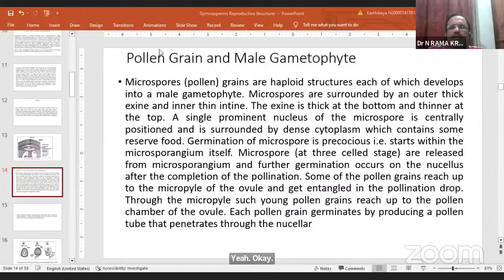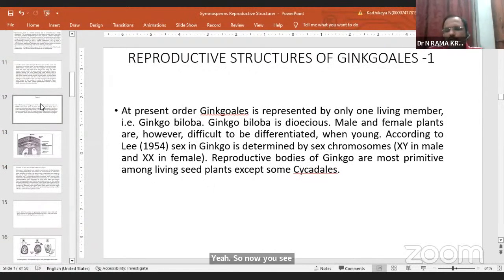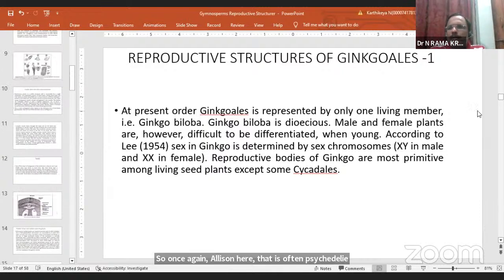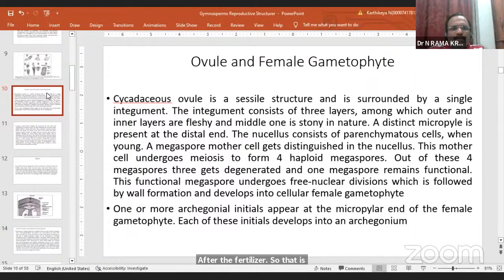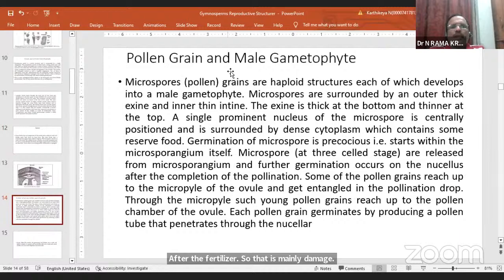Now you see here the pollen grains are the male gametophyte. This one is Cycadales. So once again, listen here. In Cycadales, number one is the microsporophylls. Second one is the megasporophylls. After the fertilization, one is the male gametophyte and the second is the female gametophyte. Pollen grains are the male gametophyte. So this is Cycas.